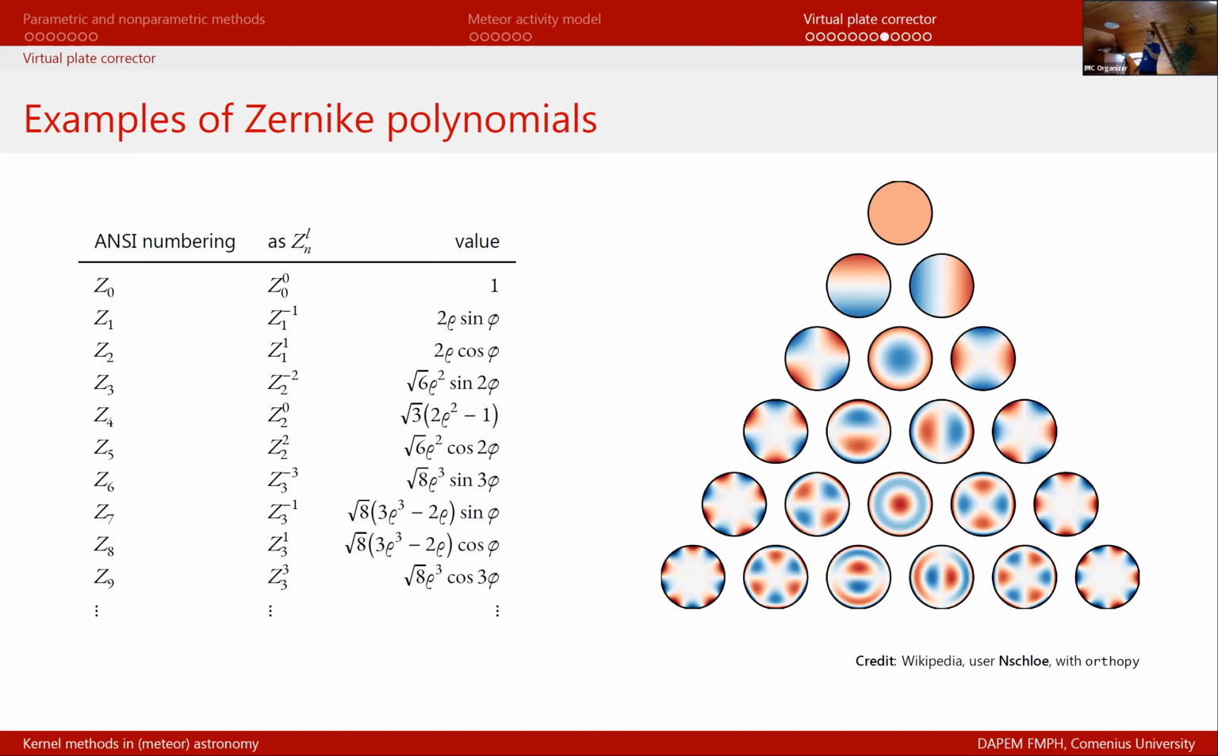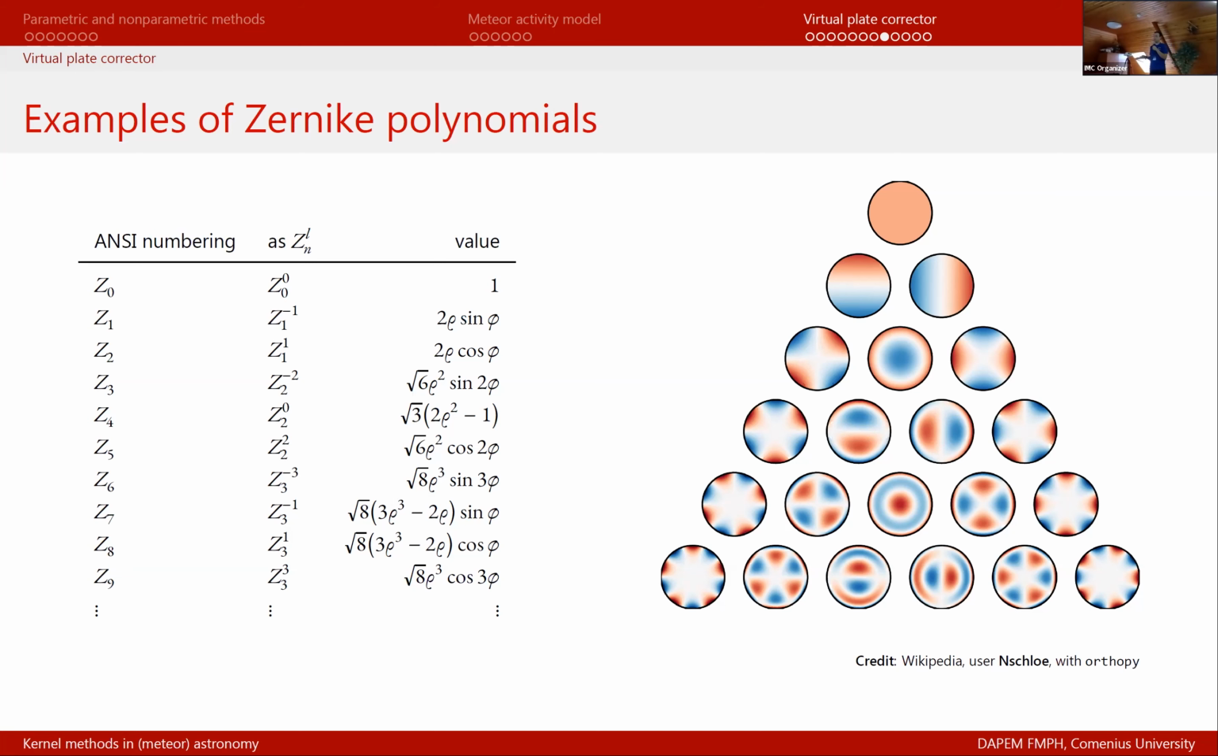Most of you have probably already met them. If you have a telescope, they correspond to various aberrations, like coma, trefoil, and also astigmatism. Each one of them corresponds to one of the Zernike polynomials. Usually you encounter what's in the picture, so the first 15 or so. Again, there's an infinite number of them.